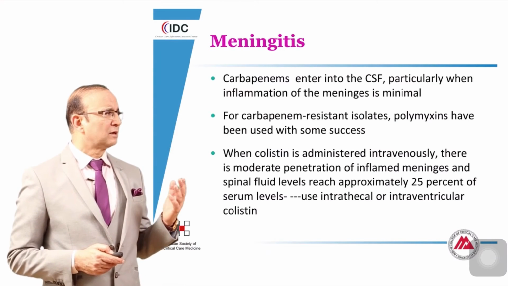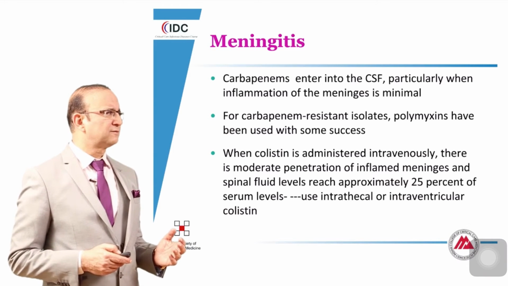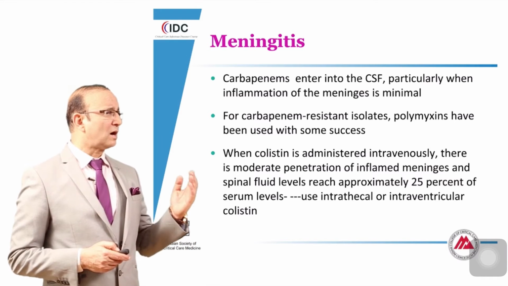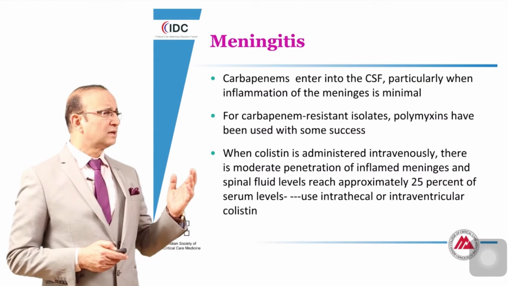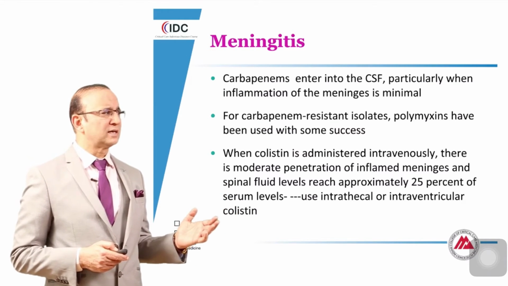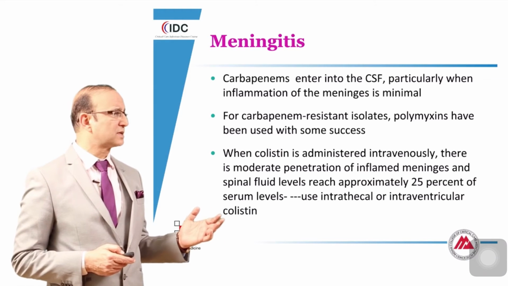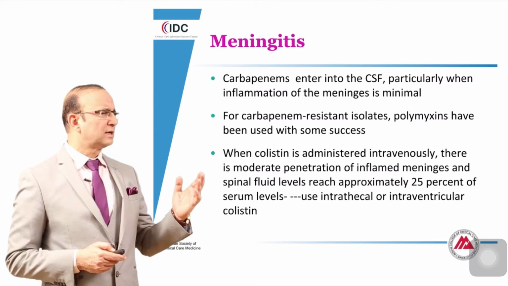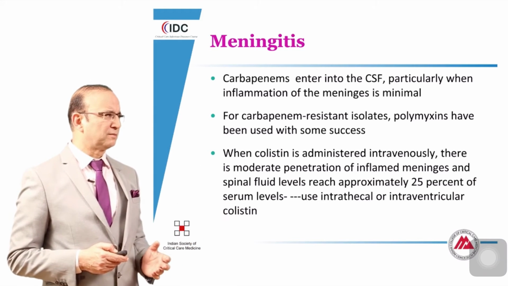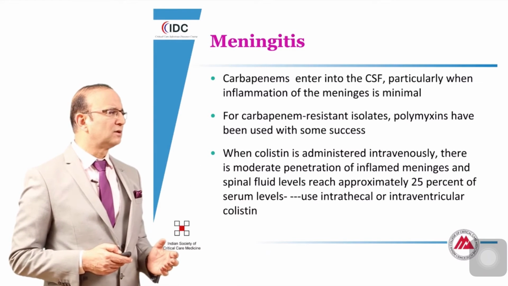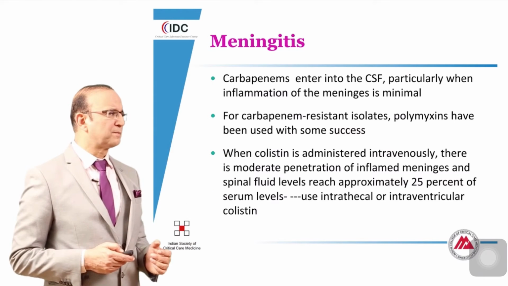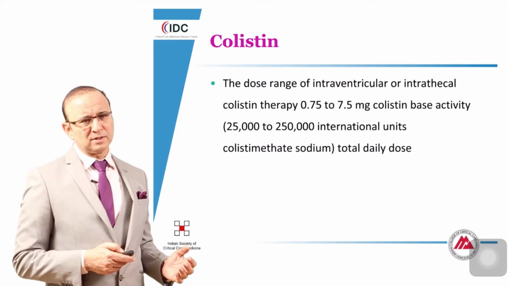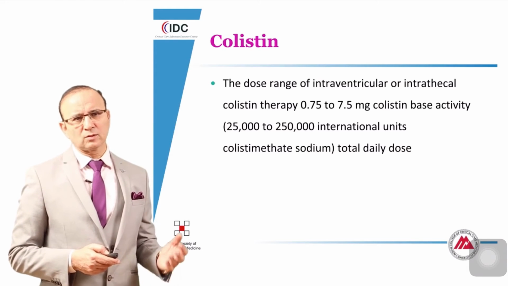Meningitis: carbapenem enters into the CSF, particularly when inflammation of the meninges is minimal. In carbapenem-resistant isolates, polymyxin has been used in these patients with some success. When colistin is administered intravenously, there is a moderate penetration of inflamed meninges, and spinal fluid levels reach approximately 25% of the serum levels. So this can be supplemented with intraventricular or intrathecal administration.